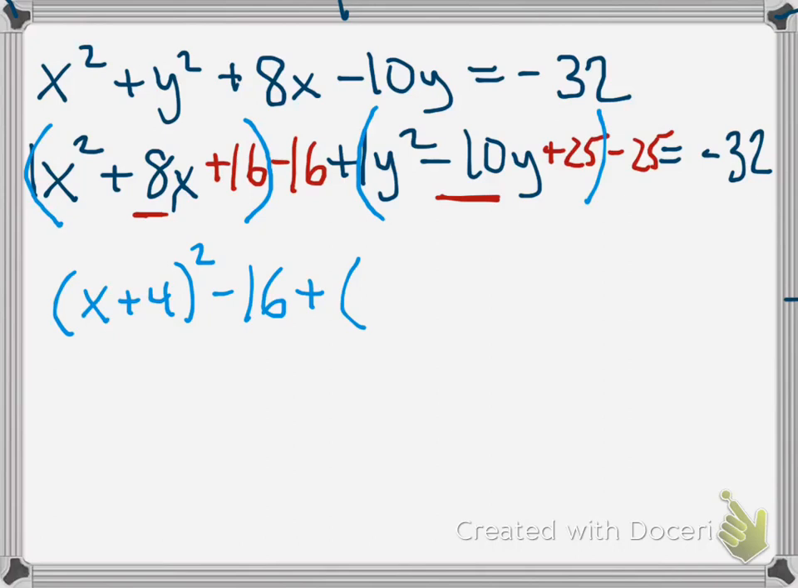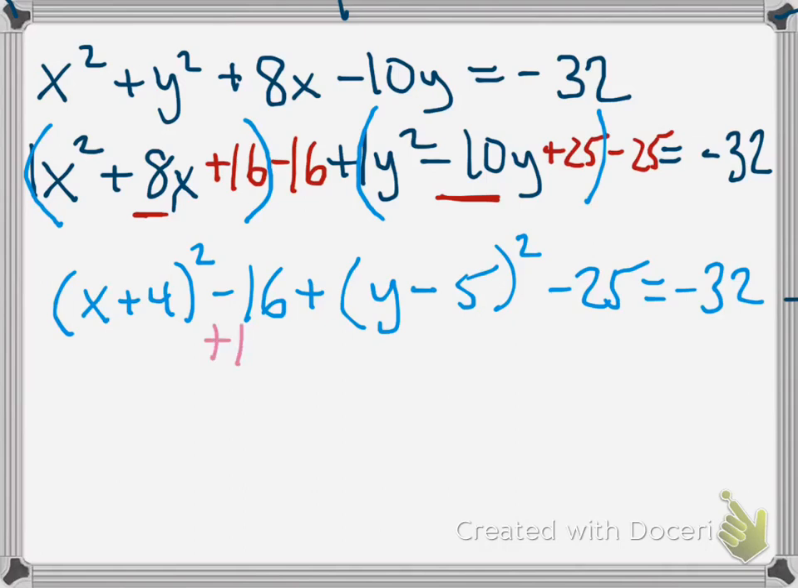But let's do the other factoring here. So y, half of negative 10 is negative 5. So y minus 5. Don't forget to square that expression. And then minus 25 equals negative 32. And at this point here, now you just got to do a little basic algebra. And I'm going to add 16 to both sides. And then I'm going to add 25 to both sides.